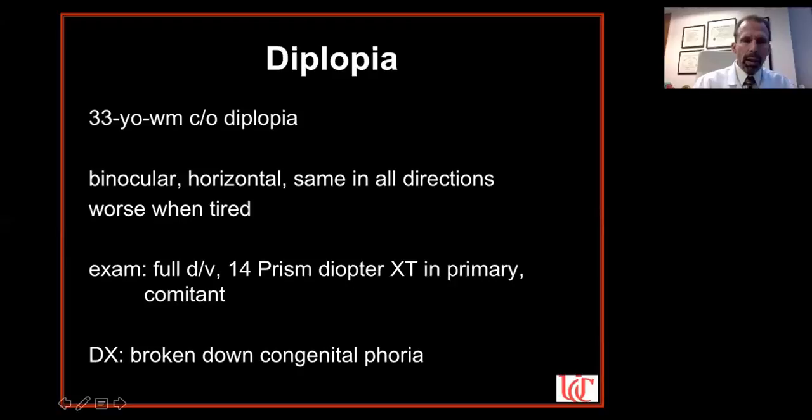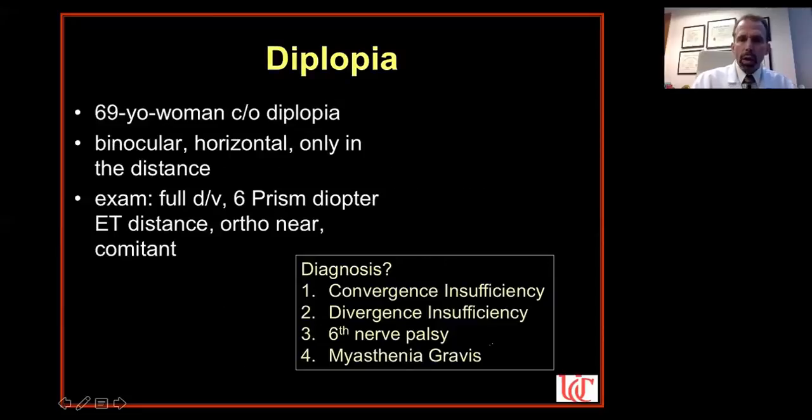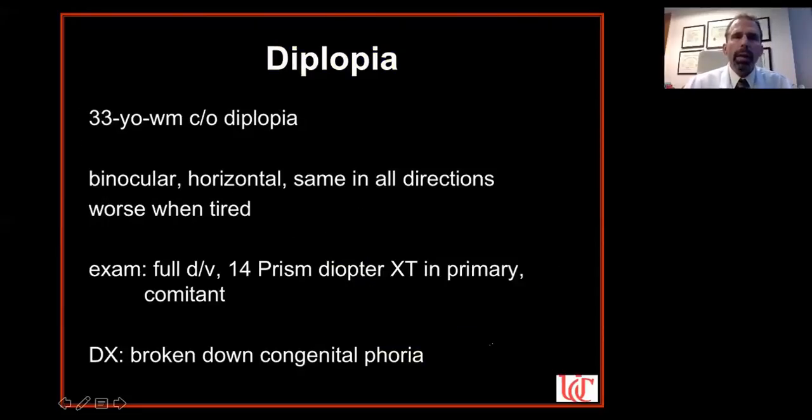And this is actually a patient who is younger. He has binocular, horizontal double vision. He thinks it's about the same no matter where he looks. And it's worse when he's tired. Sometimes when doctors hear that, oh, worse when you're tired, isn't that myasthenia? Certainly not necessarily. So he thinks it's worse when he's tired. Maybe if he has an alcoholic drink or two, it might be worse.